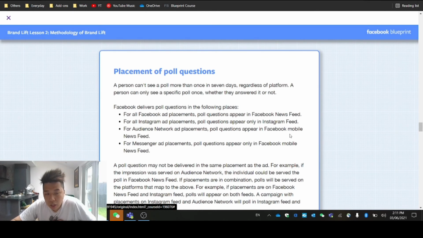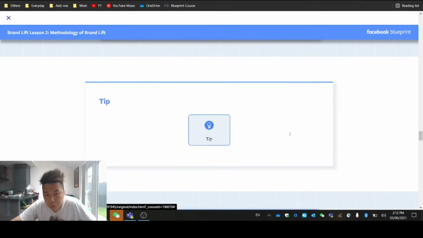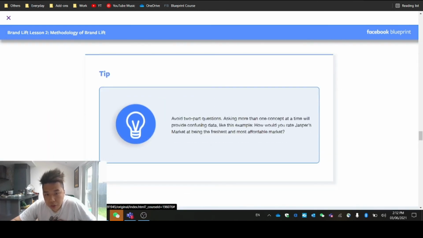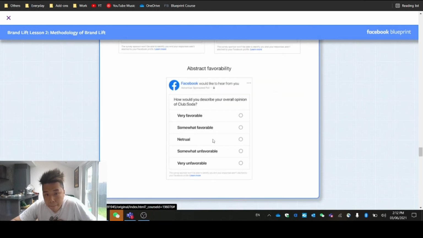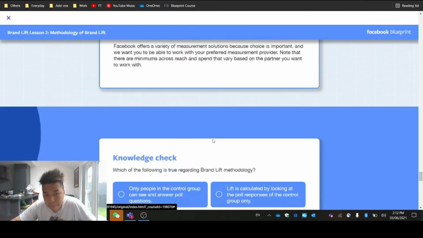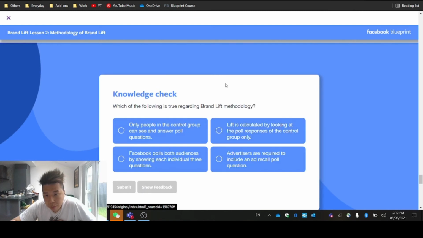Placement of poll questions. A person can see a poll more than once in 7 days, regardless of the platform. A person can only see a specific poll once, whether they answer it or not. Avoid two-part questions. Asking more than one concept at a time will produce confusing data. Only people in a control group can see the answer in the poll.